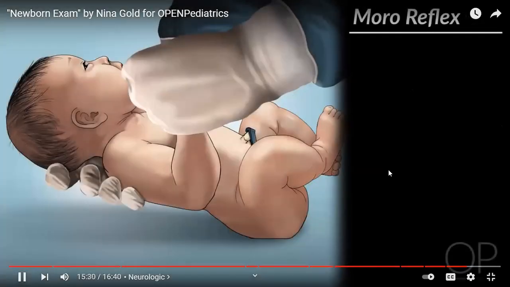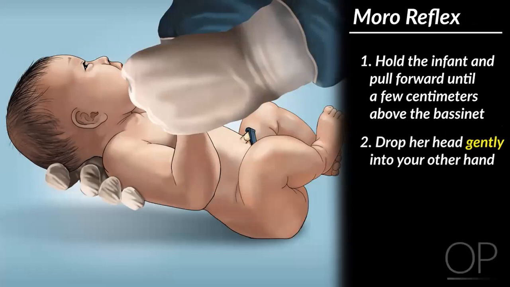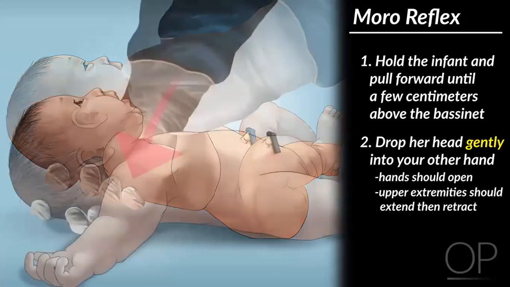To test the Moro reflex, hold the infant's hands and pull forward until her head is a few centimeters above the bassinet. Drop her head gently into your other hand. Her hand should open and her upper extremity should extend and then retract.